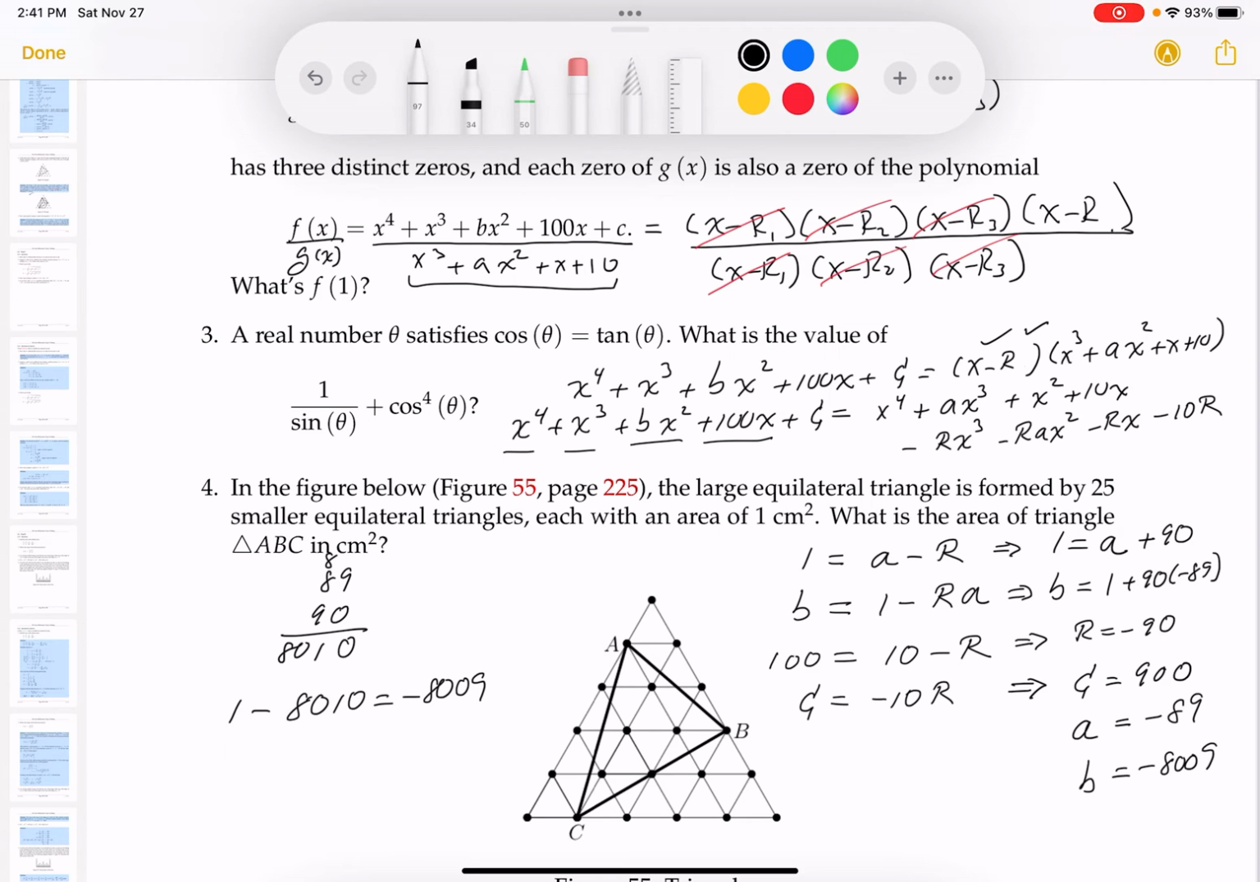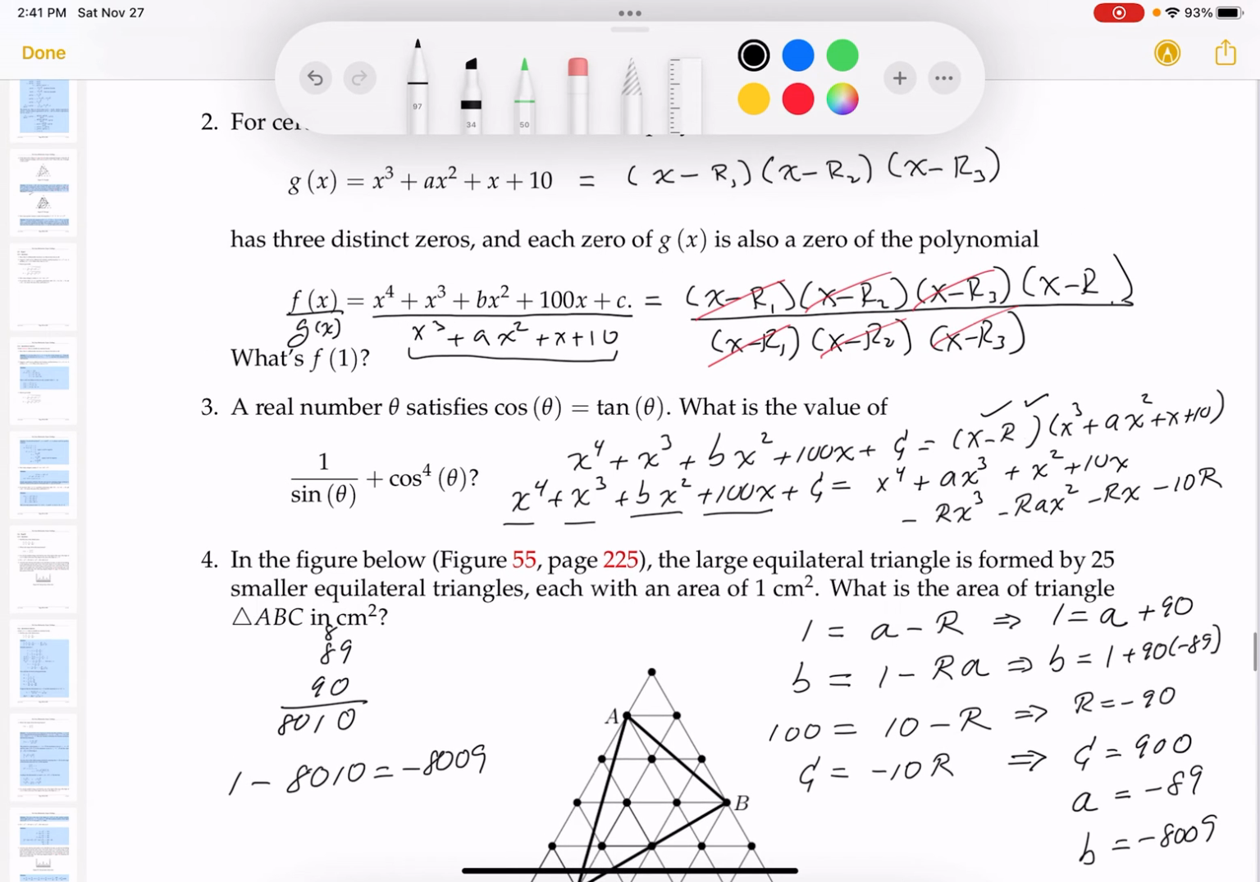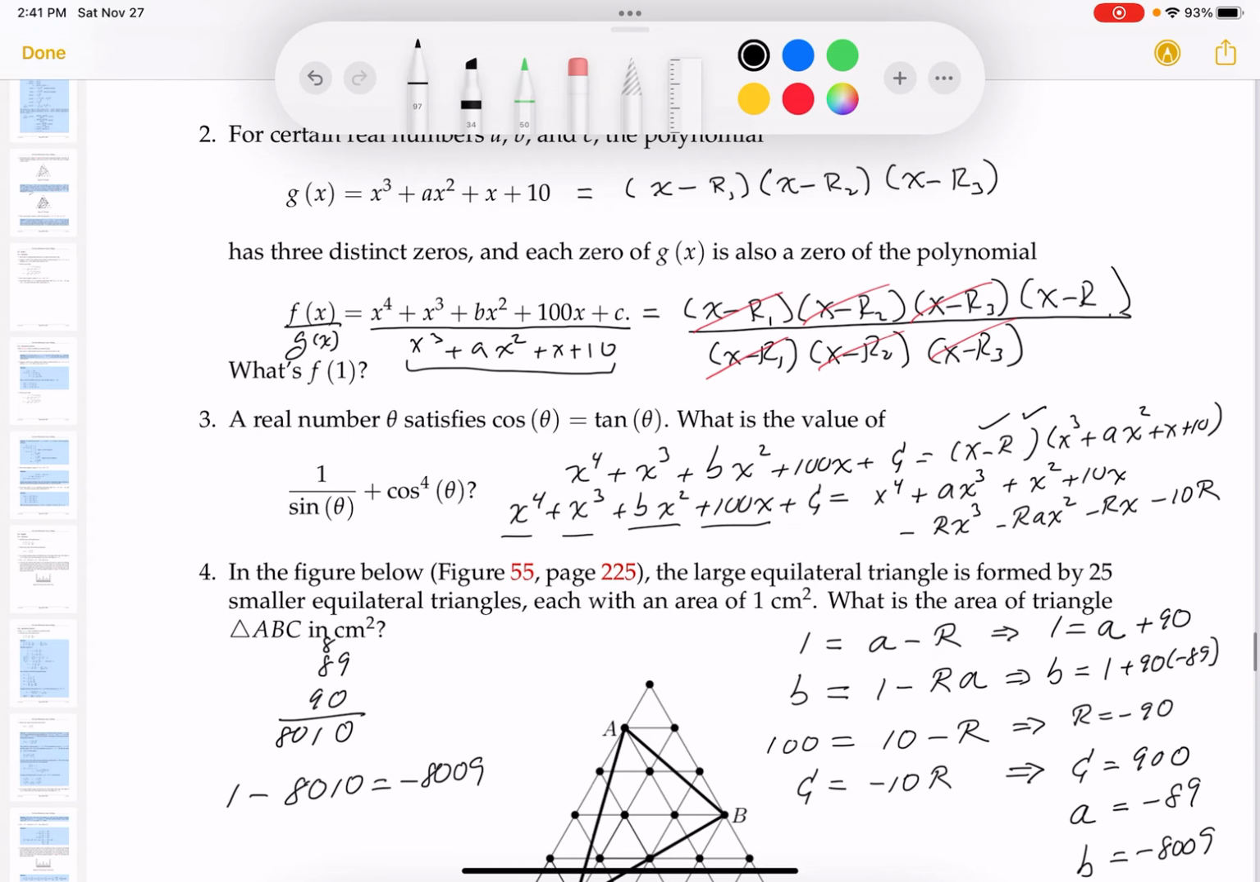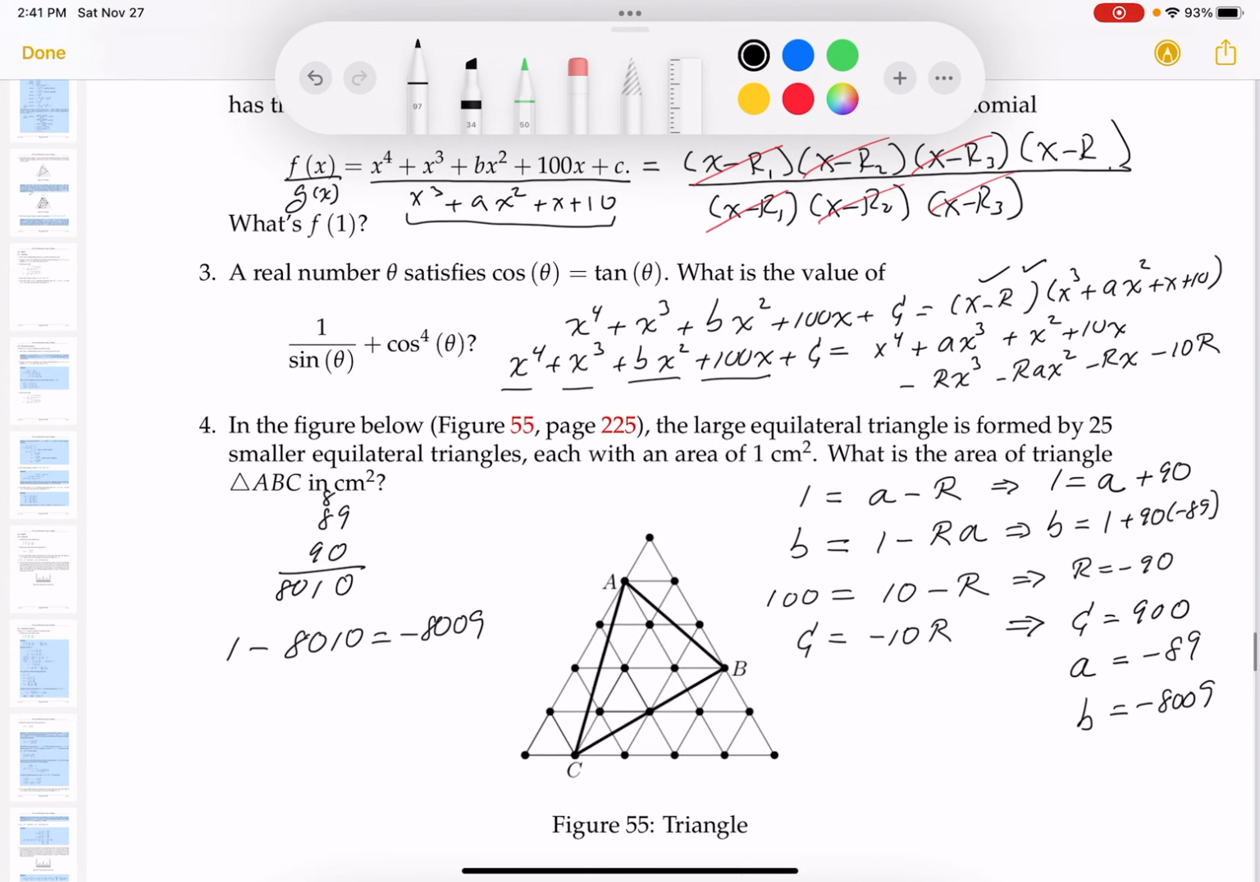So let's see what we got over here. And what was their question? So I don't even remember what their question is. Their question is, right, what's f of 1? Well, let's write this down. F of 1, I got to be real careful now. F of 1 is going to be 1 plus 1. Now what's B? It's minus 8009 times 1 plus 100 plus C. And C is 900, right?